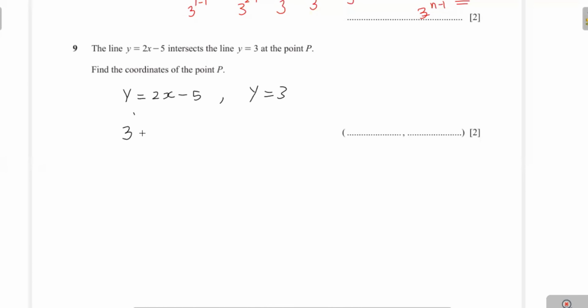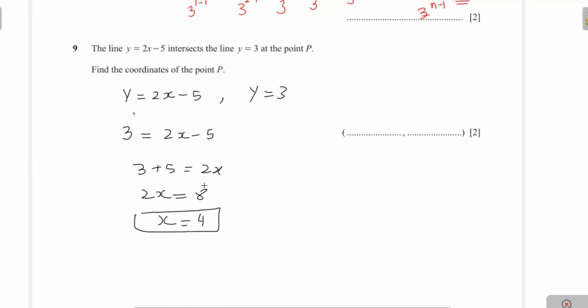Therefore, the first equation becomes 3 equals 2x minus 5. And it becomes 3 plus 5 equals 2x. And therefore, 2x will be equal to 8 and x will be equal to 8 over 2, which is 4. Therefore, the coordinates of point P will be 4, 3. This is the answer.